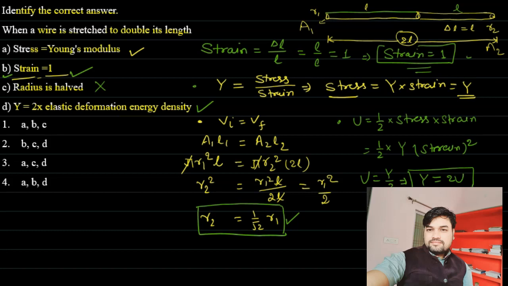So A, B and D are correct. So which option is the correct answer? A, B and D. Option 4 is the correct answer. Hope you find the solution understandable. Thank you.